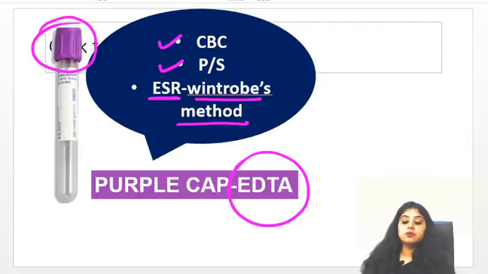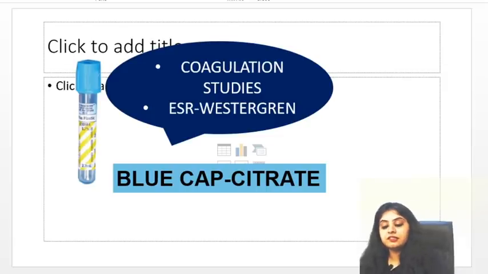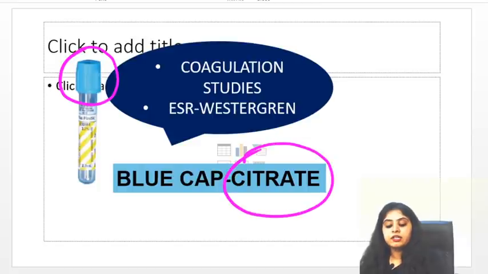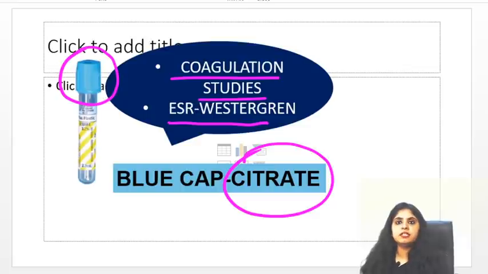Moving on, how do you then measure the ESR by Westergren's method? The Westergren's method of ESR is measured using the light blue or the citrate vial. So ESR by Westergren method, and all the coag studies, PT, APTT, all these studies are done in this citrate blue cap vial. So how many methods of ESR have we done?